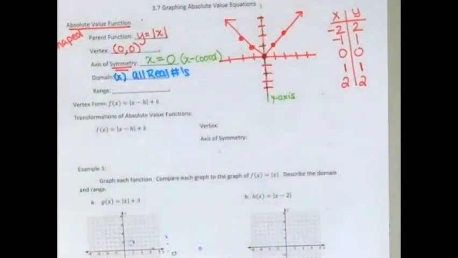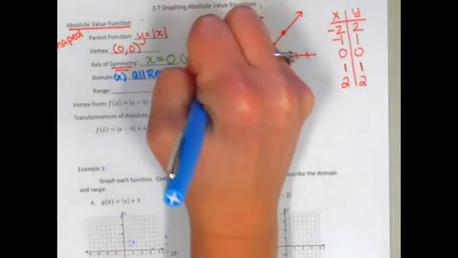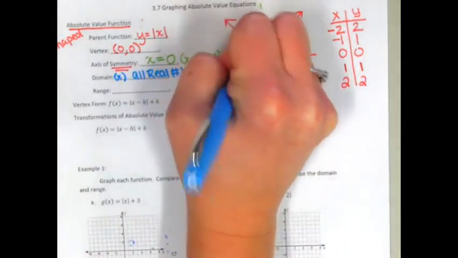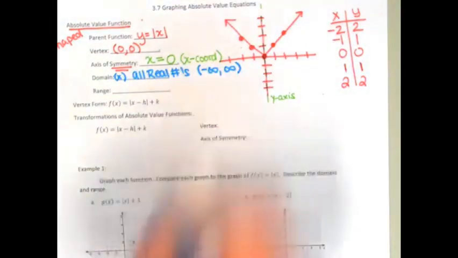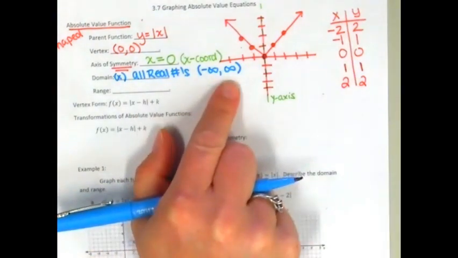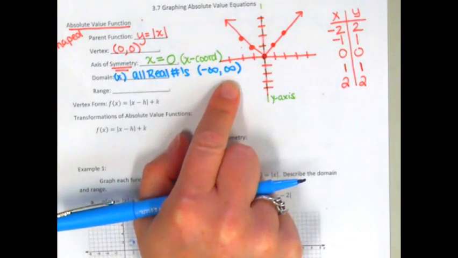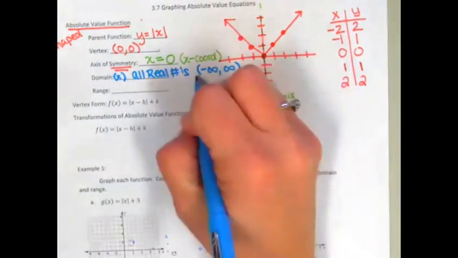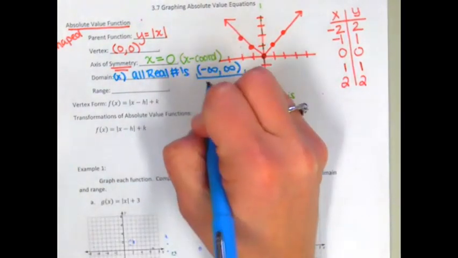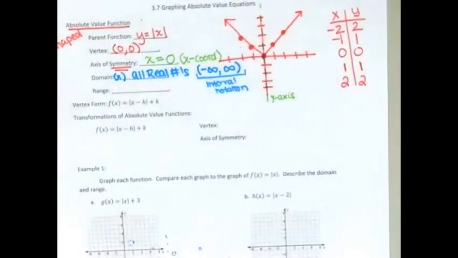Okay. And for that, in interval notation is negative infinity to positive infinity. Okay, so you could either write all real numbers or negative infinity to positive infinity. Okay, so this here is known as interval notation. You will use that a lot in Algebra 2, just so you guys know.